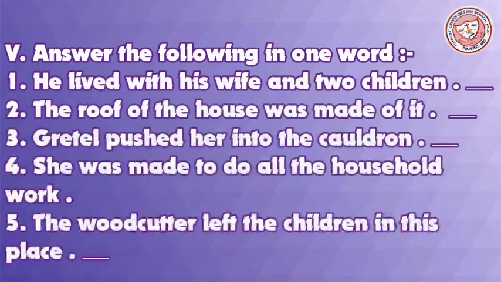Now question number 5. Answer the following in one word. 1. He lived with his wife and 2 children. Number 2. The roof of the house was made of it.